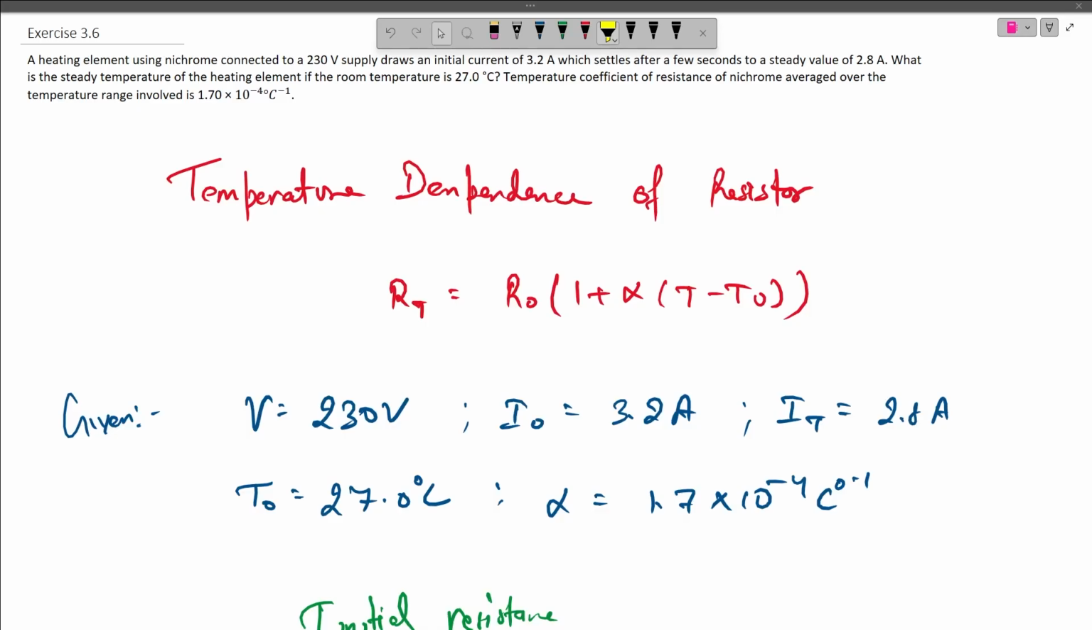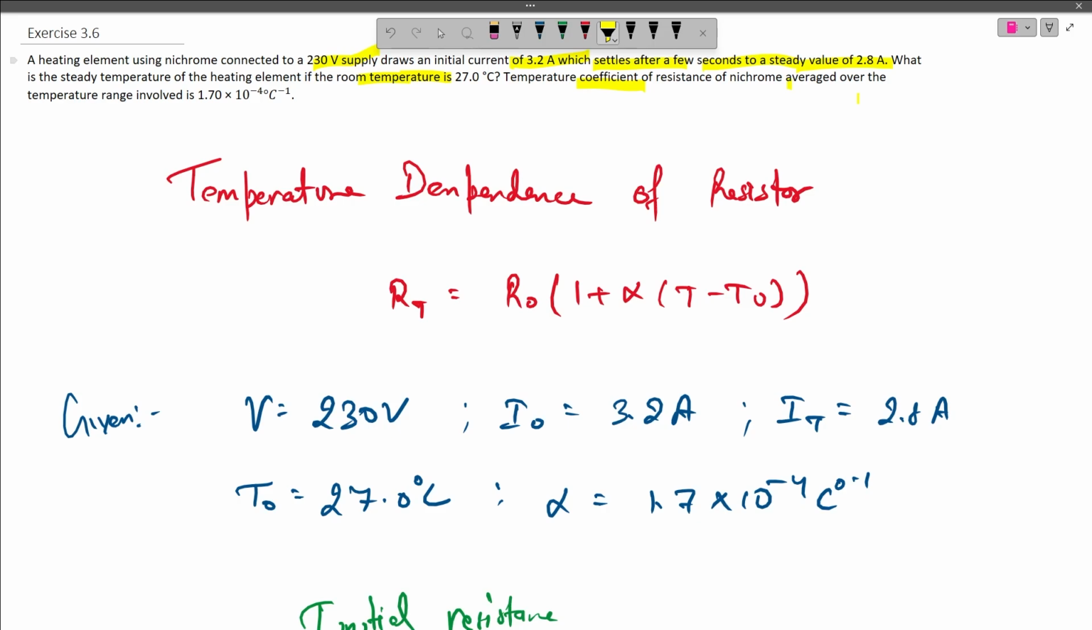The question is saying that a heating element using nichrome connected to a 230 volt supply draws an initial current of 3.2 ampere, which settles after a few seconds to a steady value of 2.8 ampere. What is the steady temperature of the heating element if the room temperature is 27.0 degrees centigrade? The temperature coefficient of resistance of nichrome averaged over the temperature range involved is 1.7 × 10^-4 per degree centigrade.